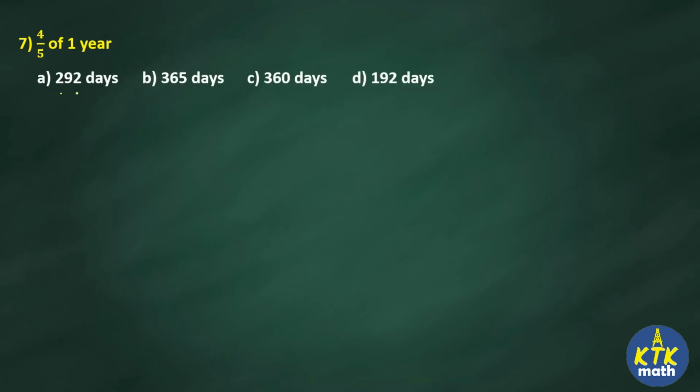Now question number 7. 4 by 5 of 1 year. What is 4 by 5 of 1 year? We'll check the options. Okay, options are given in terms of days only. So we know that 1 year is equal to how many days? In general we can write 365. They are asking 4 by 5 of 1 year. So 4 by 5 of means multiply 1 year. Just write it in terms of days. Okay, now you can cancel 5 with 365. How many times? In 36, how many 5s will be there? 7 5s are 35.